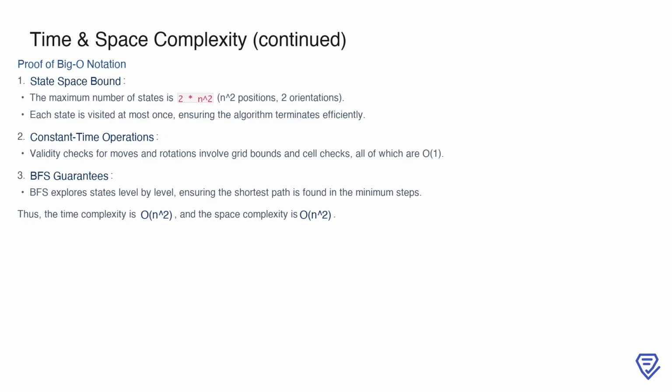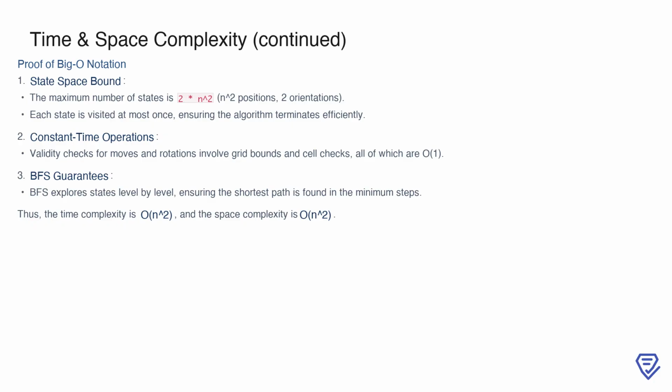Finally, let's verify why the time complexity is n squared, through a closer look at the algorithm structure. The state space is bounded by 2 n squared, as there are n squared possible positions and 2 orientations for the snake. Each state is visited at most once, which ensures that the algorithm terminates efficiently.